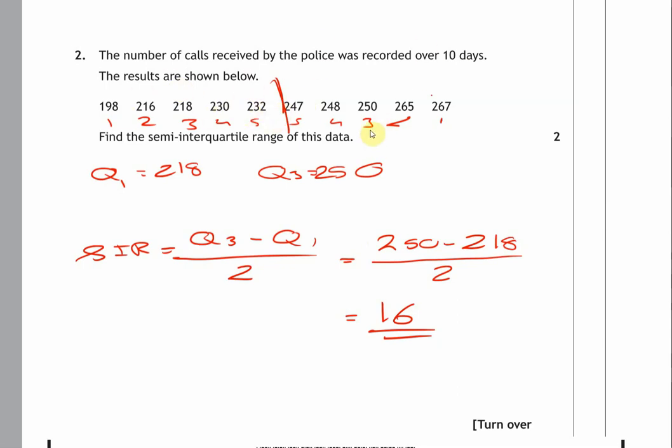Now the reason this is Q3 is because Q2 is the median of this data set. So that's why the semi-interquartile range is the difference between Q3 and Q1.